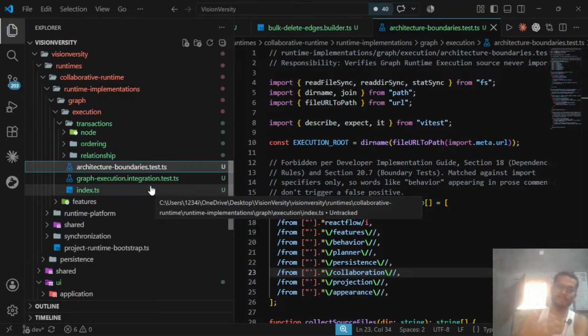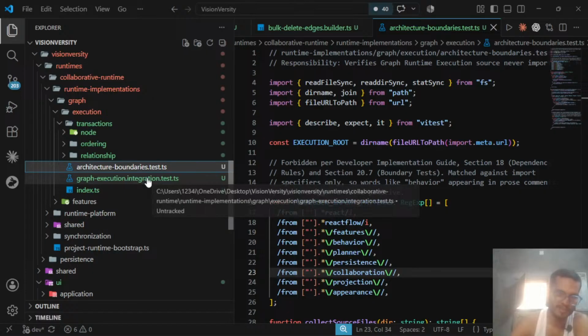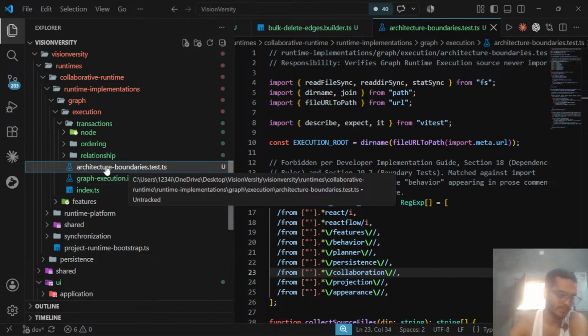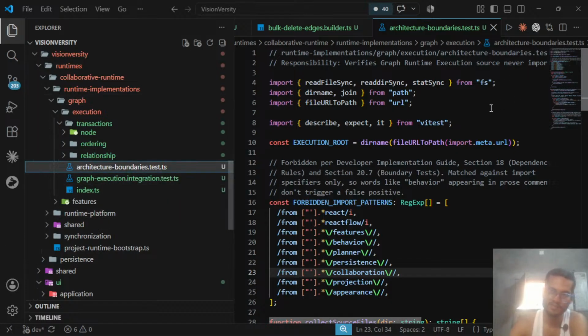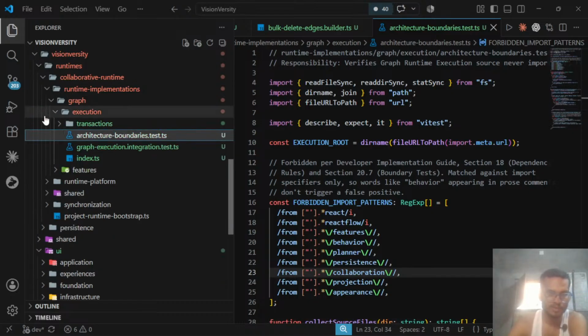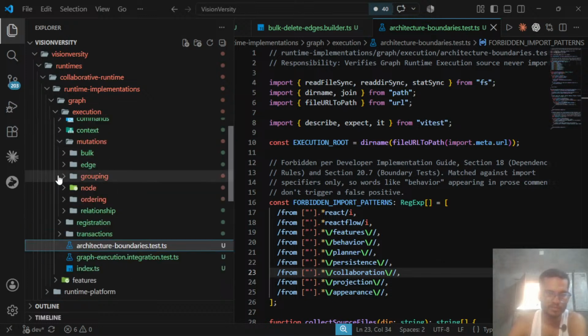If you have any idea about boundary tests or integration tests, you know what these two files mean. Here I'm using Vitest, this is the tool, and I hope. Where is the issue then?